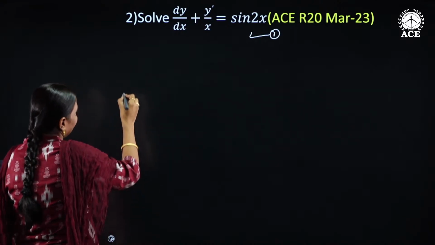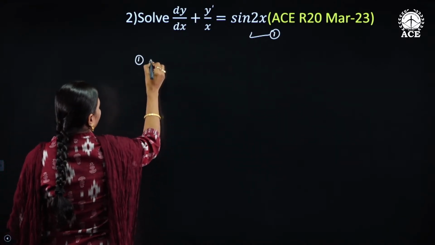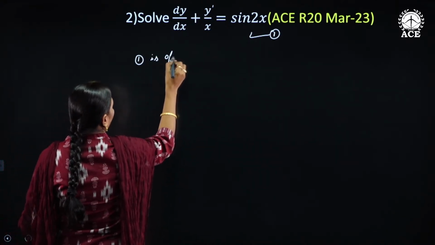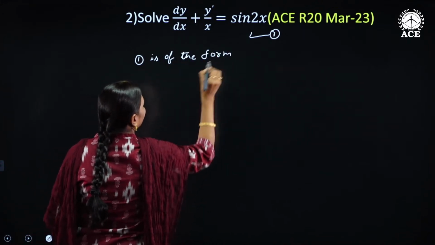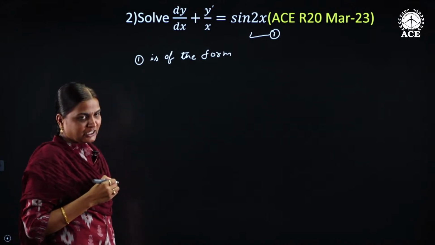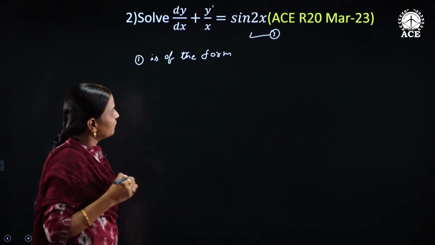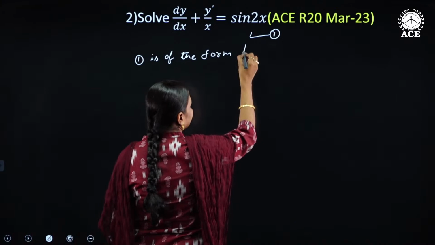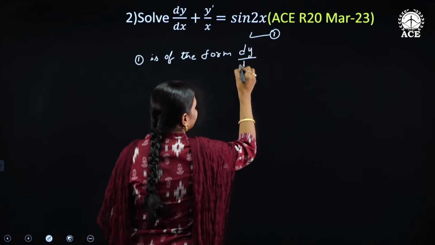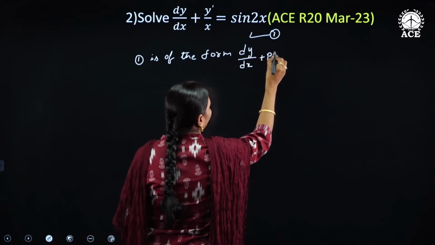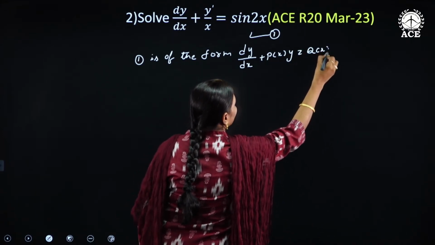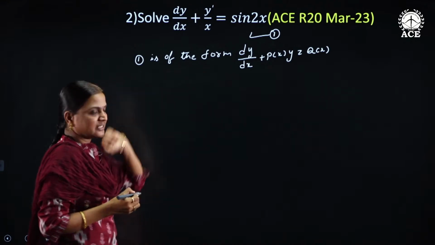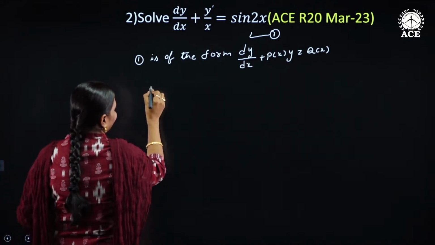Therefore, it is a linear differential equation in y. So equation 1 is of the form, what is the standard form? What is the standard form of a linear differential equation in y? That is dy by dx plus p of x into y is equal to q of x. First, compare the given equation with this standard form and write the required terms.